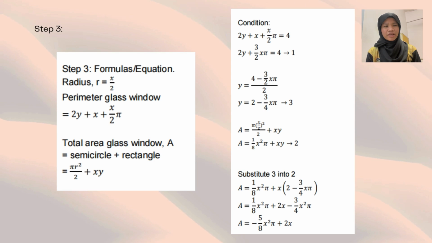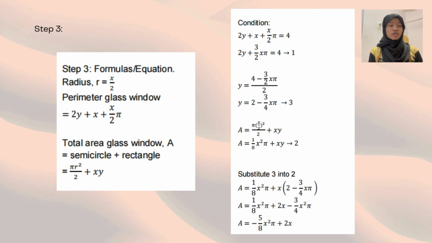Now I will be explaining step 3, formulas or equations. From the diagram, we can conclude that radius R is equal to x over 2, or 1 over 2 x, and the perimeter of the glass window is equal to 2y plus x plus (x over 2) pi. And then the total area of the glass window, A, is equal to the area of the semicircle plus the area of the rectangle, and it becomes pi r squared over 2 plus xy.